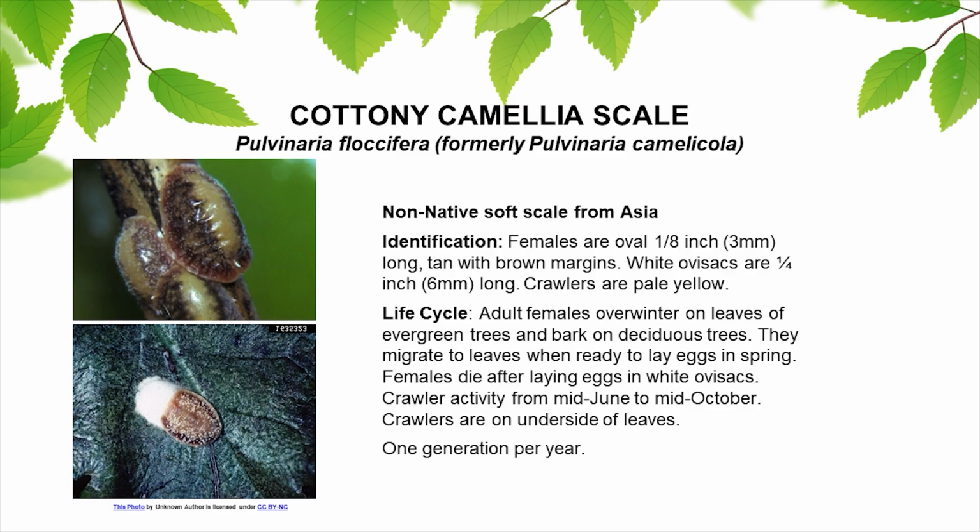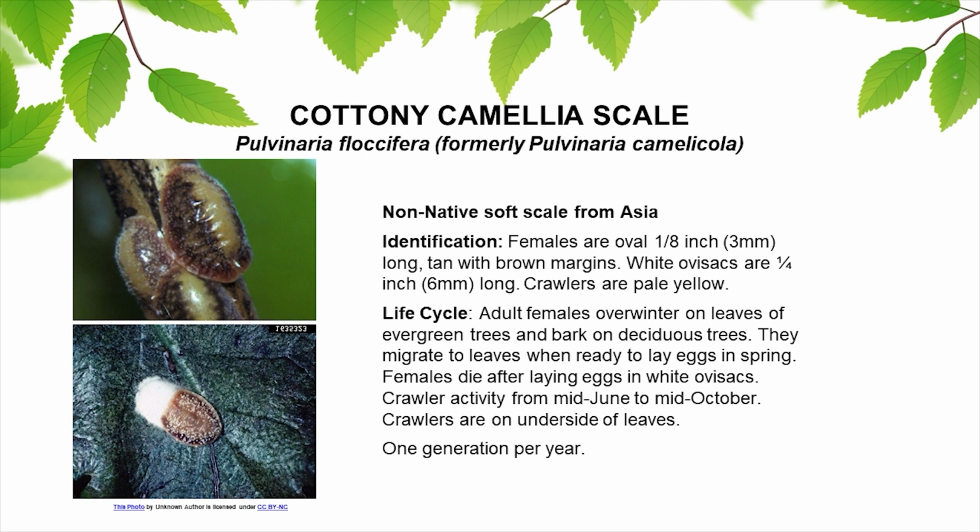Cottony Camellia Scale. It is a non-native, soft scale originally from Asia. The Cottony Camellia Scale females are oval, 1/8 of an inch, 3 millimeters long. They are tan with brown margins. White ovisacs are 1/4 of an inch, 6 millimeters long. Crawlers are pale yellow. Adult females overwinter on the leaves of evergreen trees and on the bark of deciduous trees. They migrate to leaves to lay eggs in spring. Females die after they have laid eggs in white ovisacs that can contain up to 1,000 eggs.